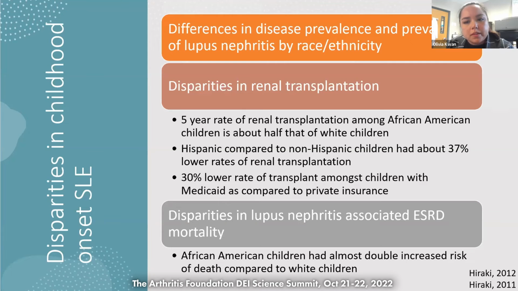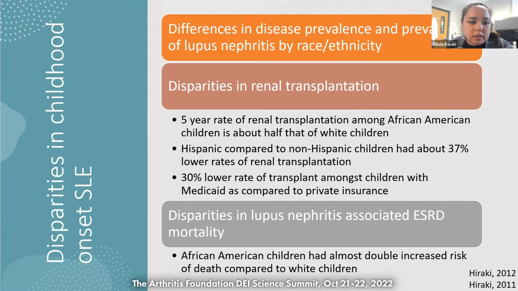In childhood onset lupus, disparities are also very prevalent. You can see differences in disease prevalence, as well as the prevalence of lupus nephritis by race and ethnicity. There are disparities in renal transplantation. The 5-year rate of renal transplantation among African American children has been found to be about half that of white children. Comparing Hispanic to non-Hispanic children, there's about a 30% lower rate of renal transplantation, and a 30% lower rate of transplant amongst children who are on Medicaid as compared to private insurance.